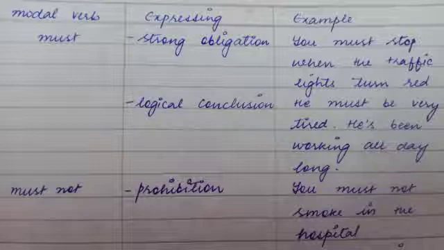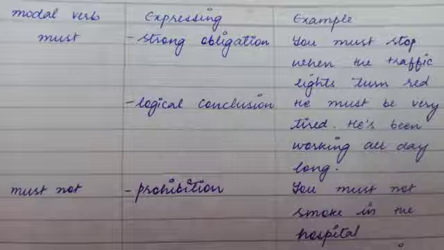Next use of must is logical conclusion. He must be very tired. He's been working all day long. Logical conclusion means that you figure out, you assume that this happened because of this particular work. For example, he was tired. And he was tired because obviously he worked all day. So this is called logical conclusion, concluding something which makes sense.